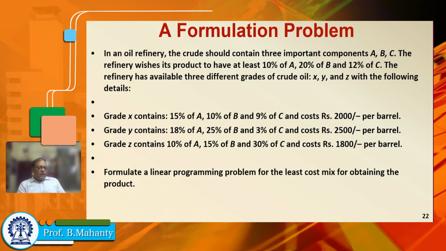And total A, that is 15% of the amount of X, 18% of the amount of Y, and 10% of the amount of Z, actually should be the final product's 10%, right? So that should be maintained. So this is how we have to go. We have to see how the blending is done, and after the blending is done, we have to see that these A, B, C, etc. are maintained. And the objective function can be obtained from this cost part, which we have to minimize.